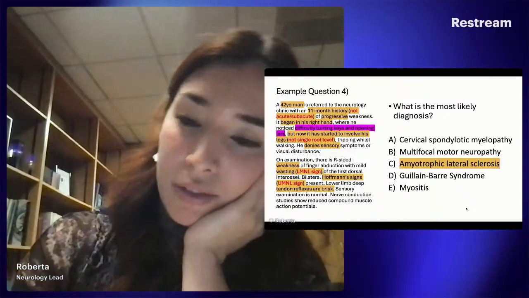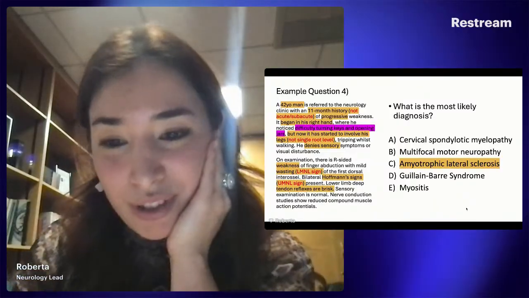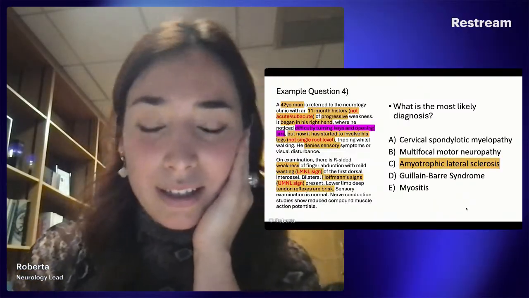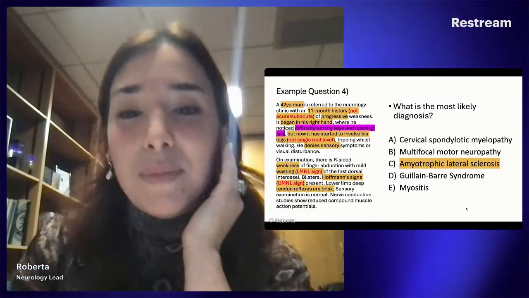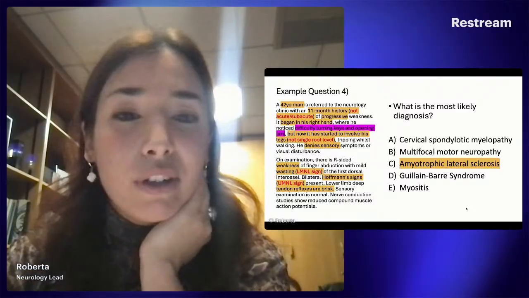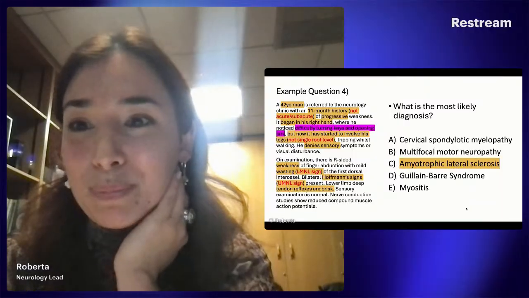And then obviously we get the nerve conduction studies, which show reduced compound muscle action potential, and I think it's even a bit too obvious at that point. But yes, hopefully this was a relatively straightforward one.